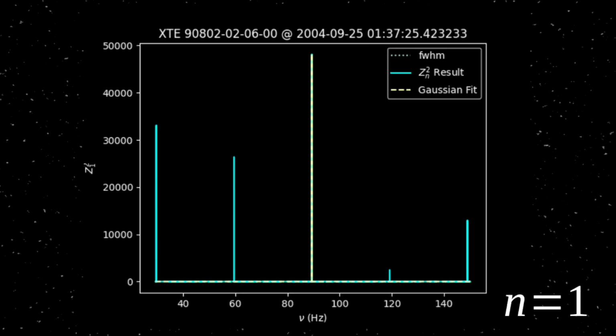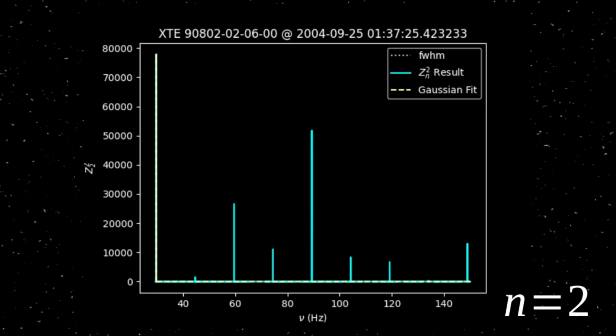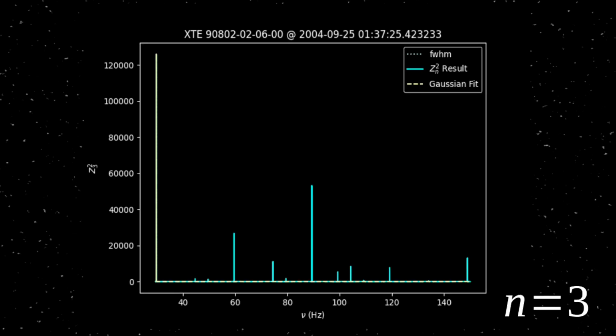But what you'll see here is that once we introduce a second harmonic, now all of a sudden the expected frequency related to the spin frequency of the Crab Pulsar is the most dominant. It's definitely the most dominant. We introduce more spikes like we saw from before, and if we go to Z3, look at how dominant this becomes.